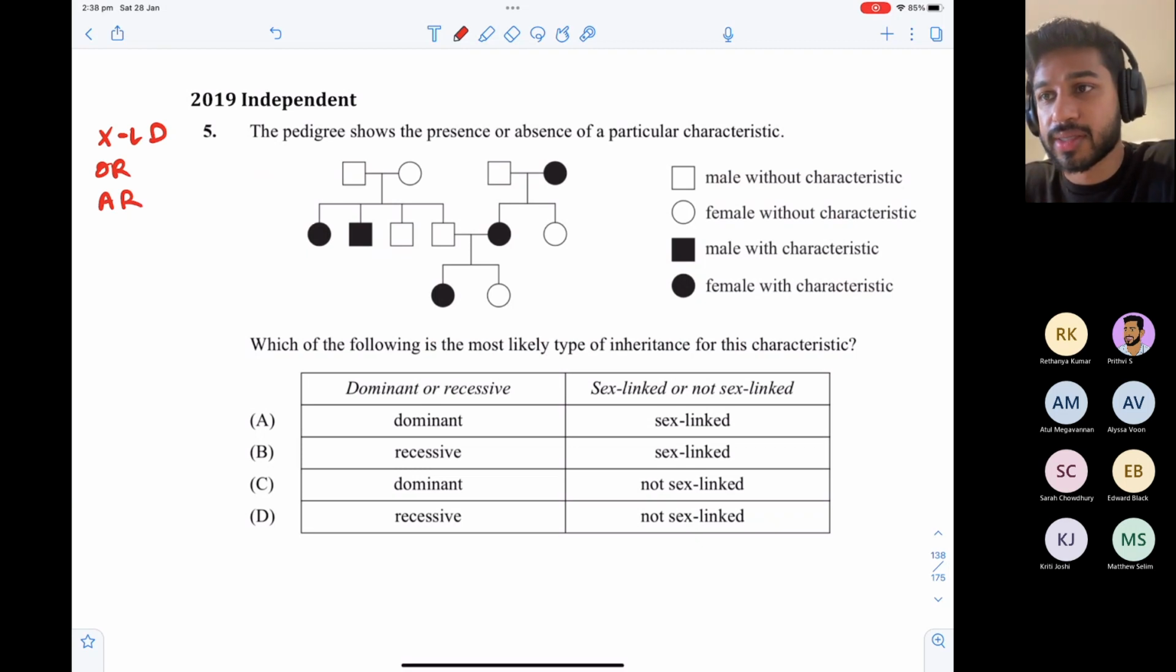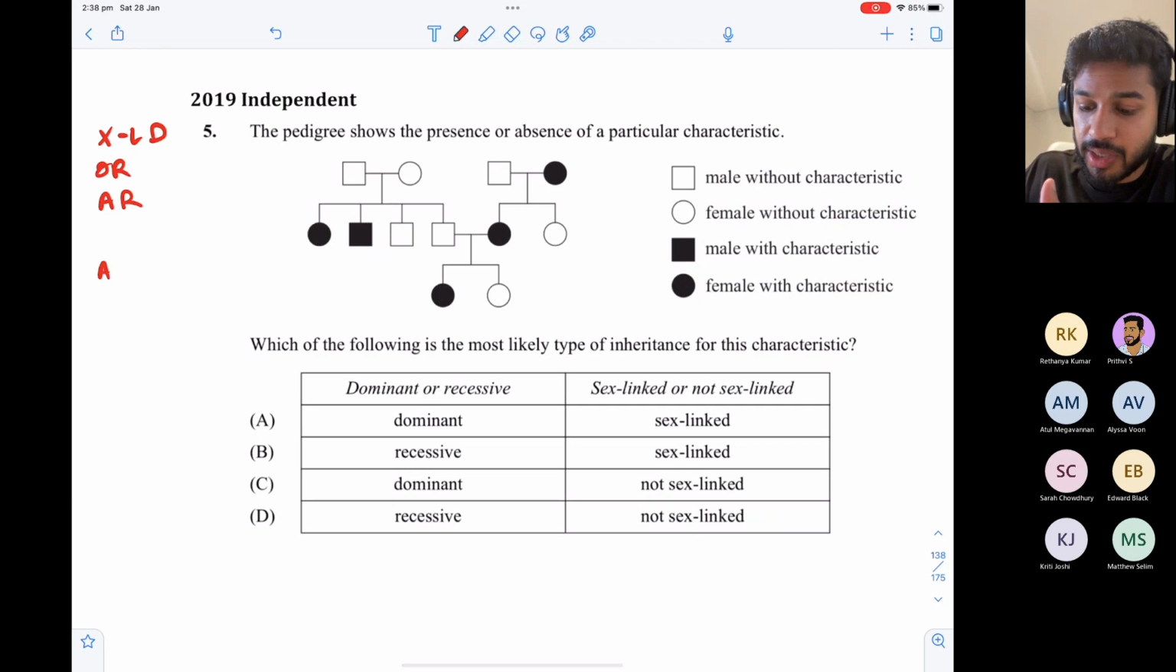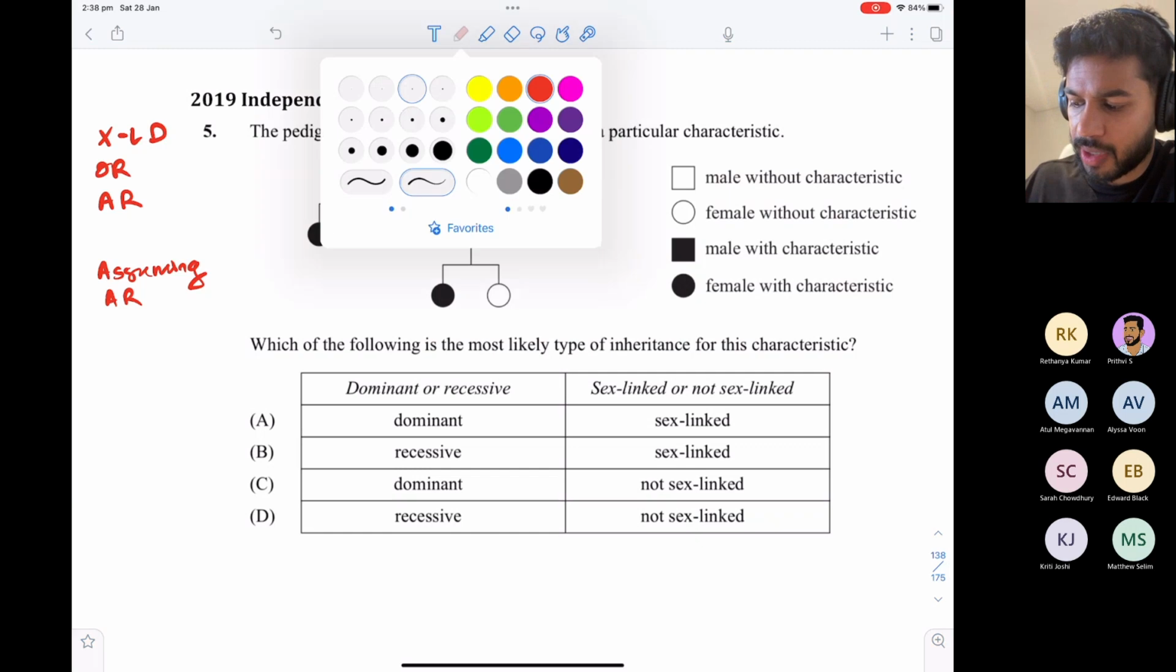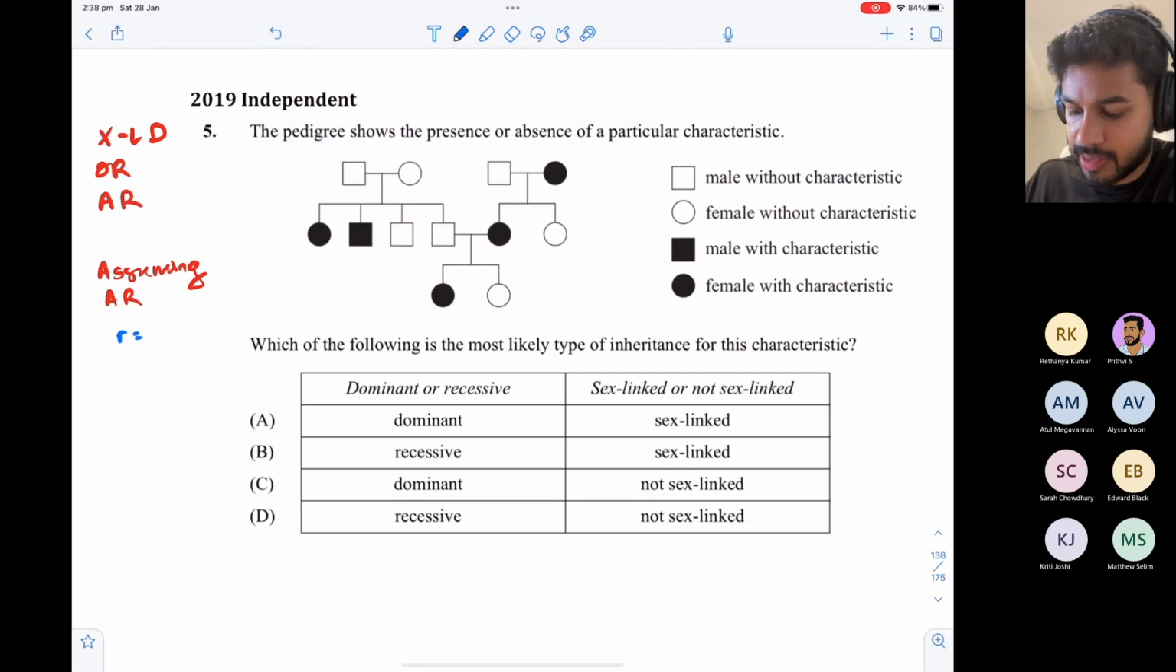Okay, let's start with autosomal recessive. So what we're doing now is we're assuming, this is the final step, we're assuming the condition is autosomal recessive. So if we're assuming it's autosomal recessive, remember, little r equals disease.